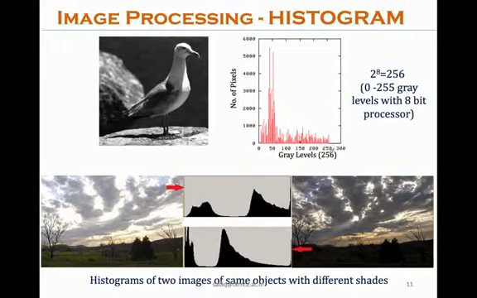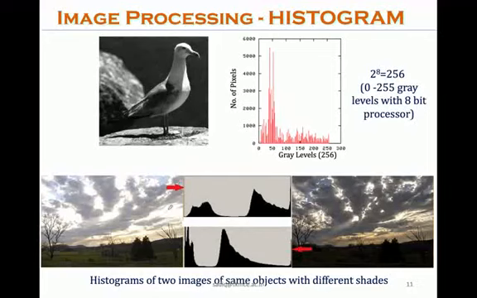Say if it is 256 levels in an 8-bit processor, that means 255 will be representing white and 0 will be representing black. So if that's the case, by seeing the histogram itself, we can identify that more pixels are towards the black range compared to the white range. That means the image is darker. So you can see that this image is more dark.